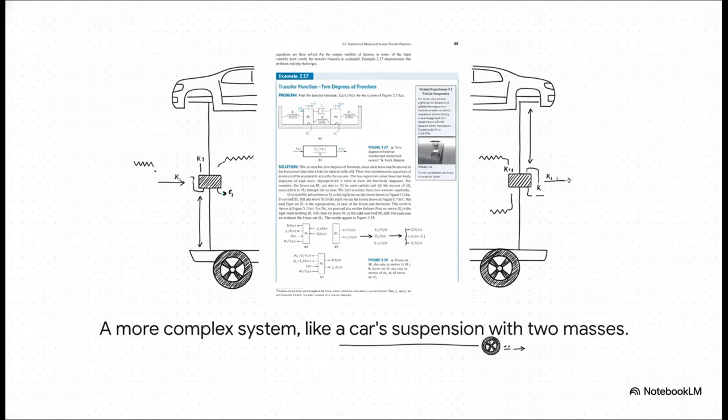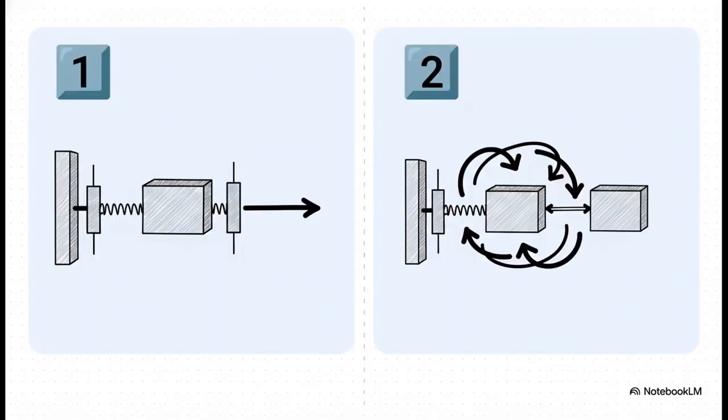Now we have two masses, connected by springs and dampers. This is starting to look a lot more like that car suspension we talked about at the beginning, right? You could imagine one mass is the wheel and the other is the body of the car. Now, the motion of each mass starts to affect the other one. And just like you'd expect, the math gets a bit more involved.